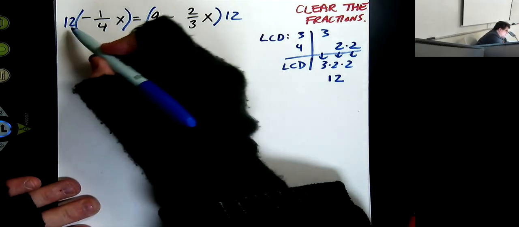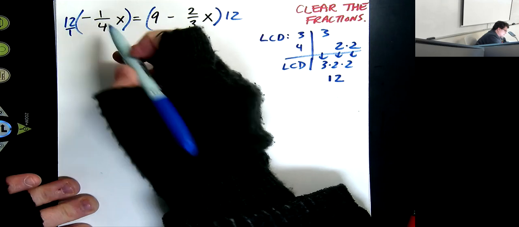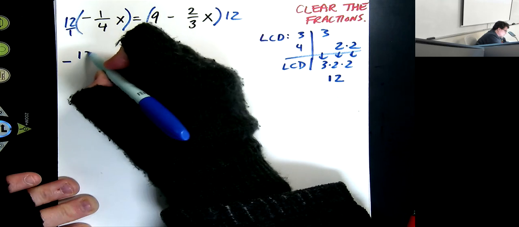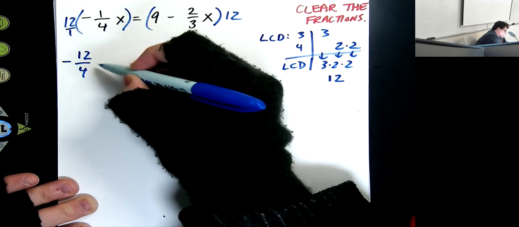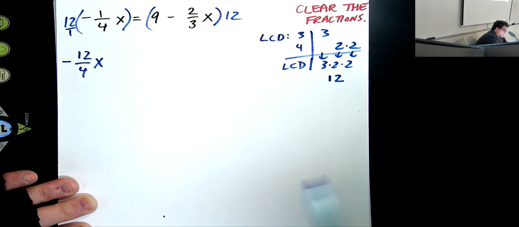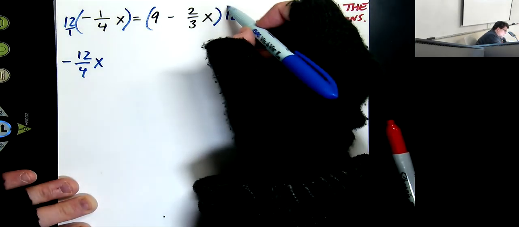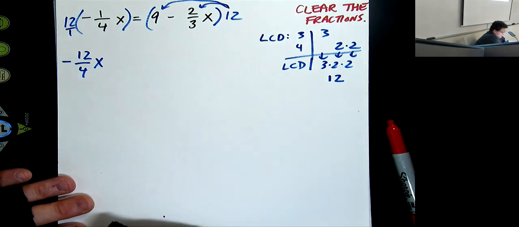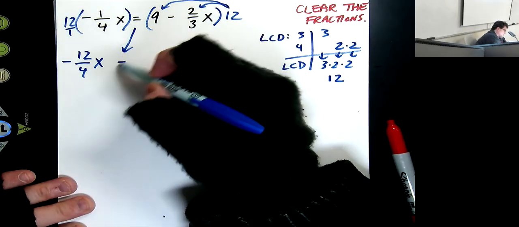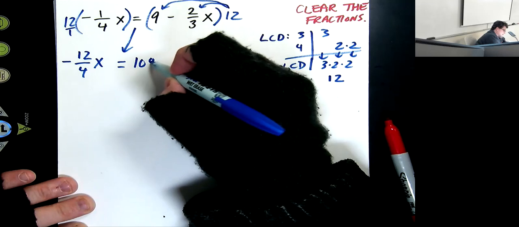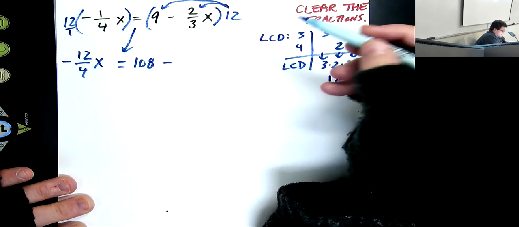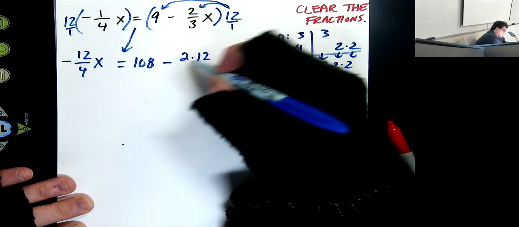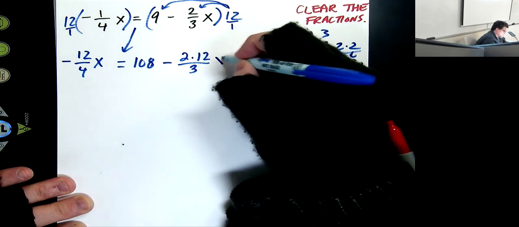All right, so this is like 12 over 1. If I do that here, I've got 12 times 1 on top. I got a negative sign. 12 times 1 on top is 12, and on the bottom I've got 4. And I got an x. I'm just distributing right now, and then I will clean up any fractions that I have in a second. 12 times 9 is 108. And then I've got 12 over 1. I got 2 times 12 here on top, 3 on the bottom there, and I still got x.